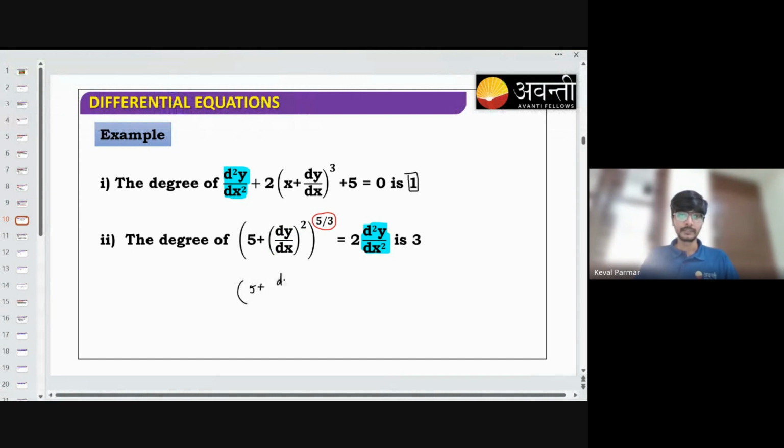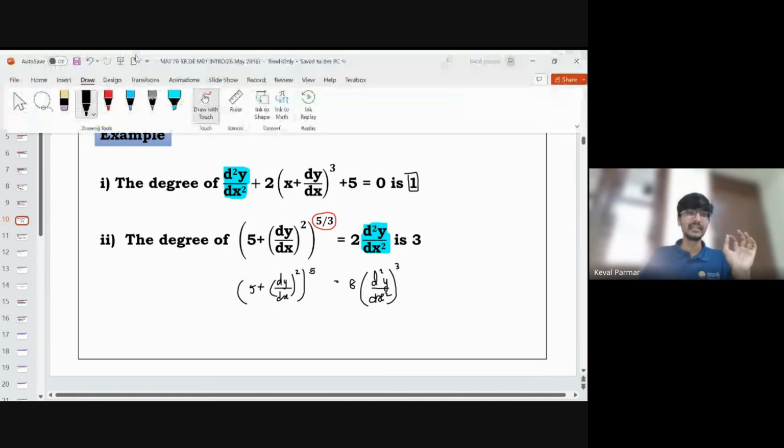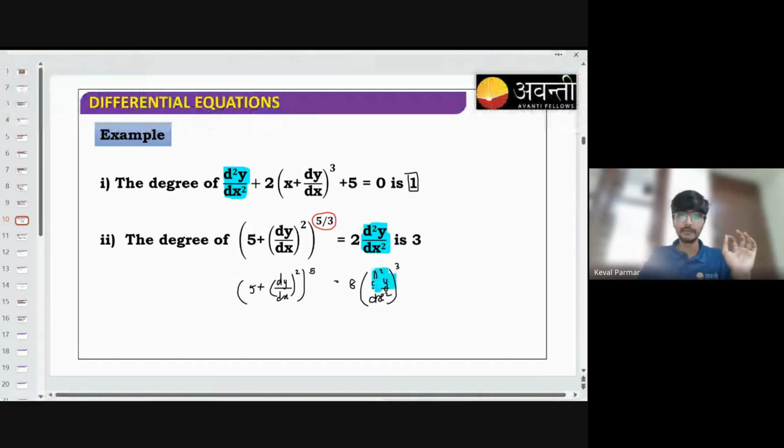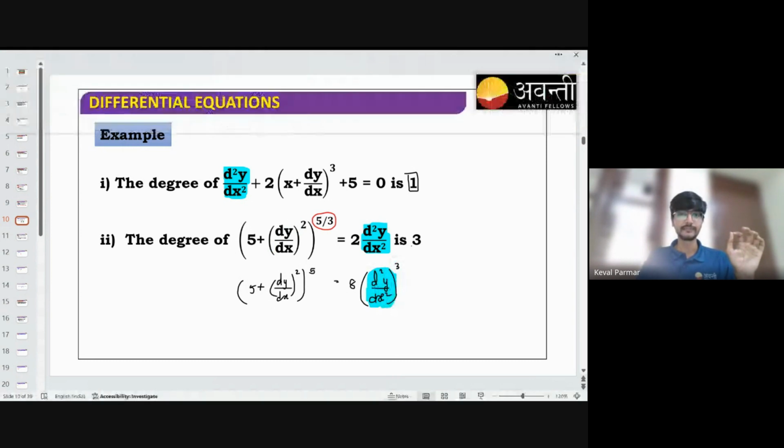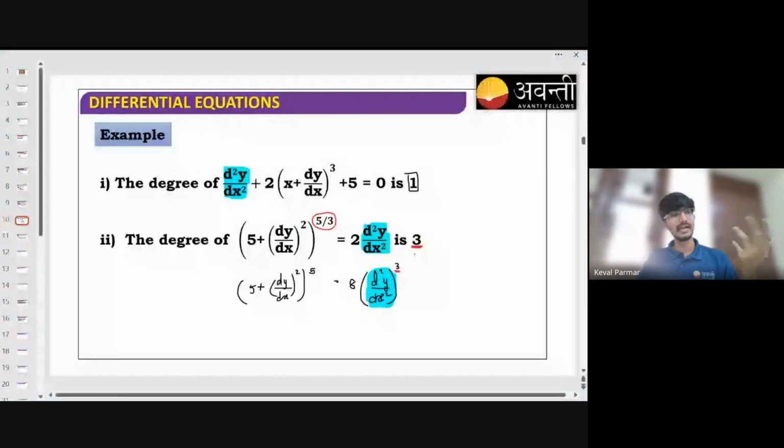5 plus dy over dx the whole square. When cubed, the cube root disappears. And this will be 2 cube, which is 8 into d2y by dx square the whole cube. Now you can see there are no fractional powers, no other functions like sine, cos, tan or trigonometric, log and so on, and this is a polynomial. So now what do we have to see? The power of the highest order. This is the highest order. What is its power? 3. So therefore my answer is 3. Right? 3 is my answer.